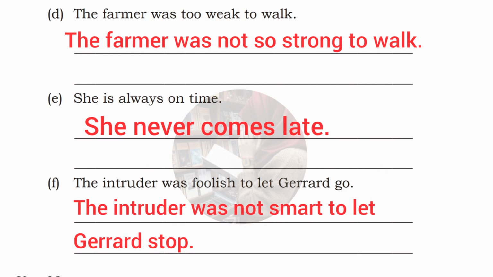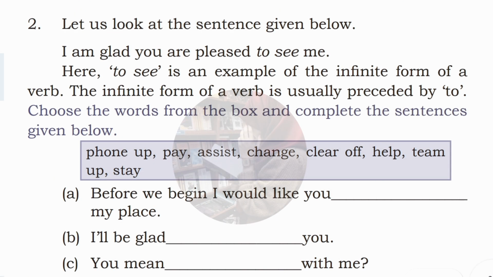Now we'll move to the next Roman, that is Roman number 2. Here some sentences are given. Just see it, and we have given some hints in the box which are actually verbs. Now we have to convert each verb into an infinitive form, which means adding "to" to the verb. Here one example is given: I am glad you are pleased to see me. "See" is the verb, with "to" added. Like that we have to add "to" to the verb and write the correct verb in the blank.